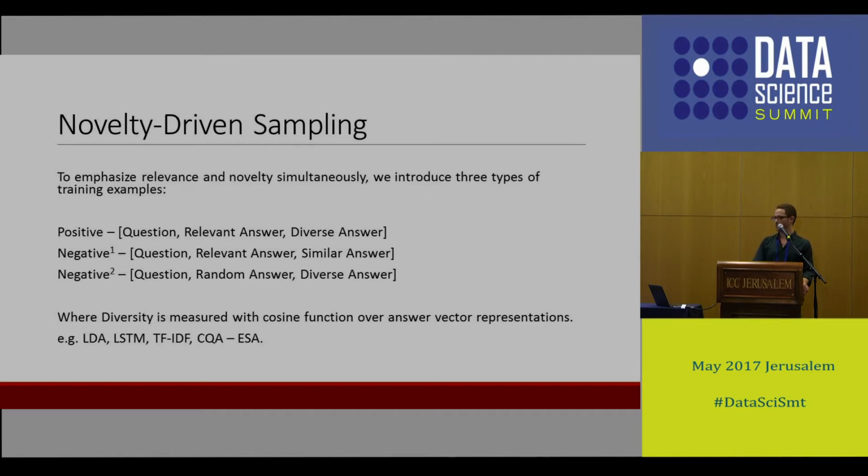A negative example is one of two types. A negative novelty is a question, a relevant answer to it, and a second answer that is not novel, meaning it is similar to the other answer. And a negative type 2 is negative relevance, where the triplet is a question, a random answer chosen for another question, and an answer that is diverse with respect to it.